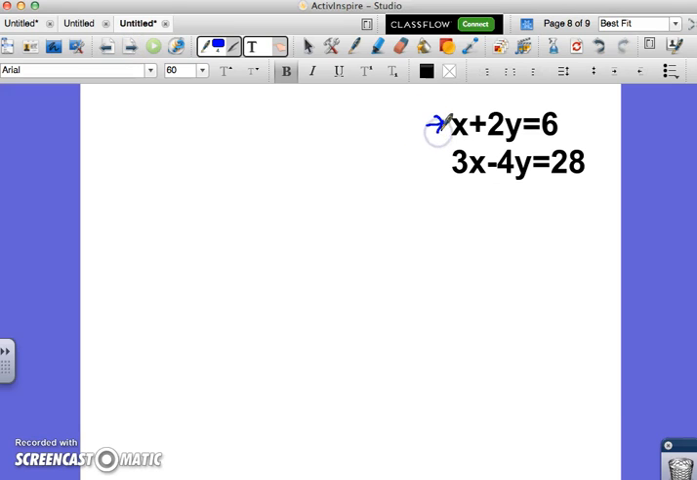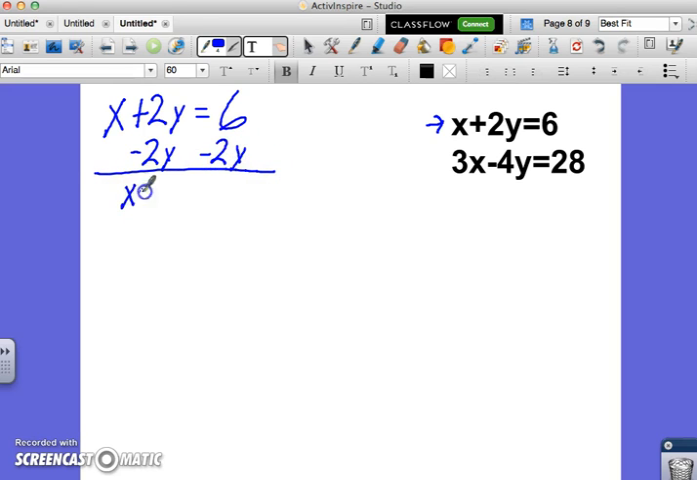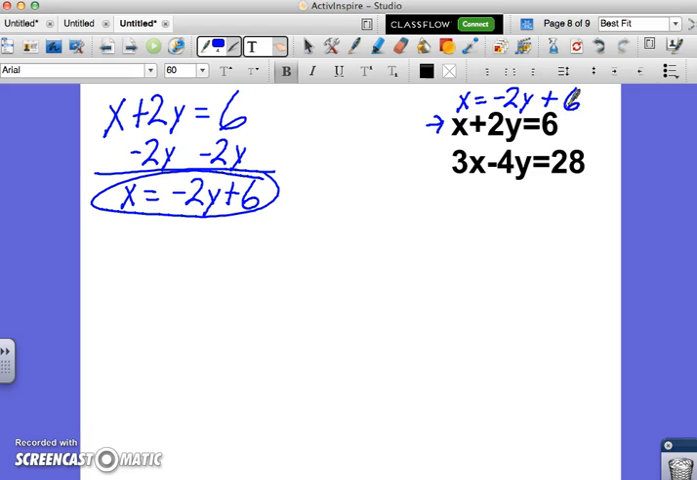You could choose any of them. I choose the top one because this one is just an x by itself. I'm not going to have to deal with a 2y, or 3x, or 4y. Now, does it matter whether you solve for x or y? No, it doesn't. So let's start with x plus 2y equals 6. I need it to say x equals or y equals, so I'm going to subtract 2y. So now, notice I have x equals -2y plus 6. That's what I'm going to use now.